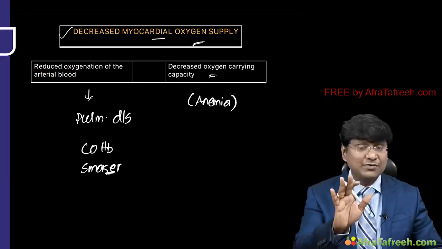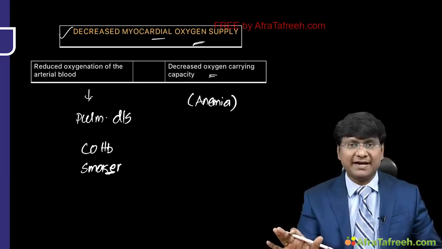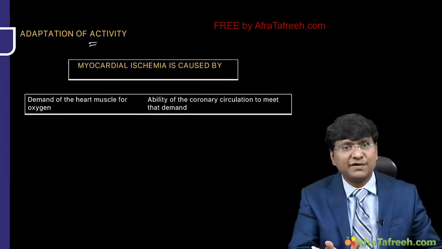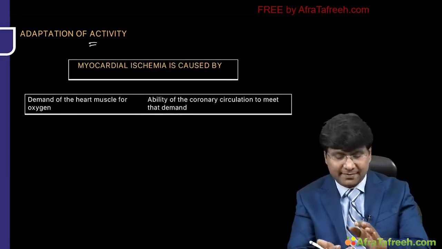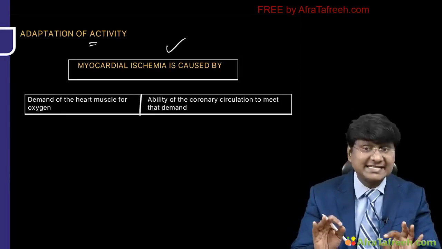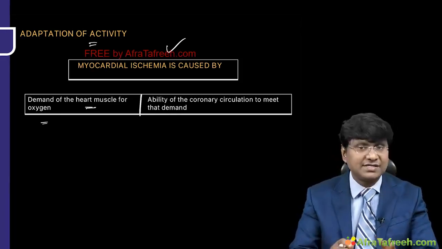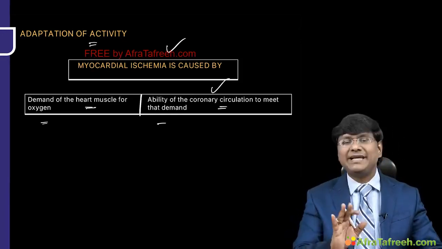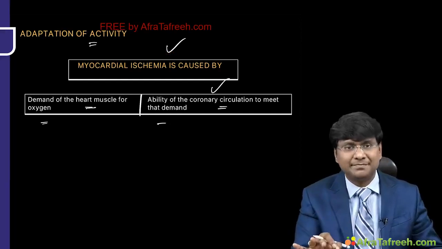Okay. So that was the first thing, education and determining the risk factors. And the second important thing is the adaptation of the activity. See, myocardial ischemia is caused by discrepancy between the demand of the heart muscle for oxygen and the ability of the coronary circulation to meet that particular demand. That is the basic concept we are discussing from the beginning.